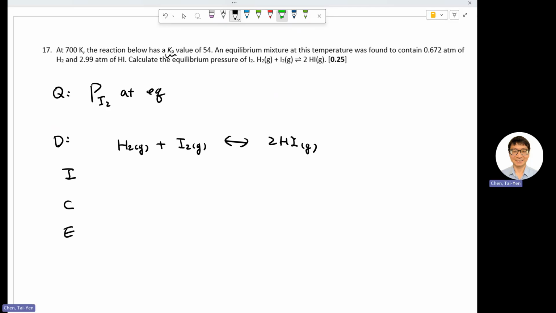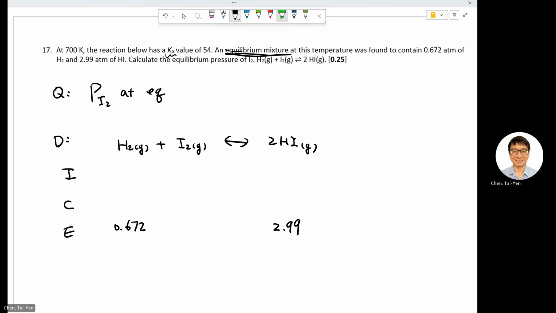Okay. So once you set up these things, then you start to fill in the numbers carefully. It says the equilibrium mixture was found to contain 0.672 atm of H2. Which row do I enter that 0.672 in? E, right, is at equilibrium, right? Because here it clearly tells you the equilibrium mixture. Therefore, you should put 0.672 here.